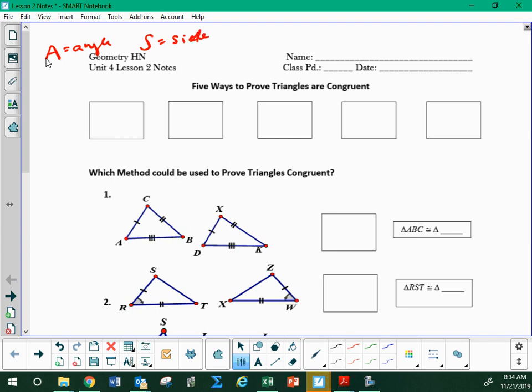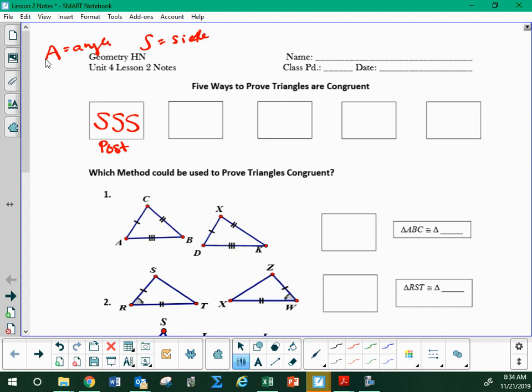Okay, so our first way to prove that triangles are congruent is what we call side, side, side. Side, side, side is a postulate. When we use it in proofs, I'm okay with you just saying SSS. What this means is if I have all three sets of corresponding sides congruent, and that's all I know, then I know the triangles are congruent.